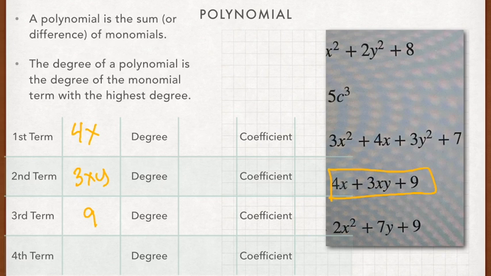We have a degree of 1. If you remember, the degree of a term is the sum of the exponents of the variables. So in here we have an exponent of 1 and an exponent of 1. So our degree for this particular term would be a 2.